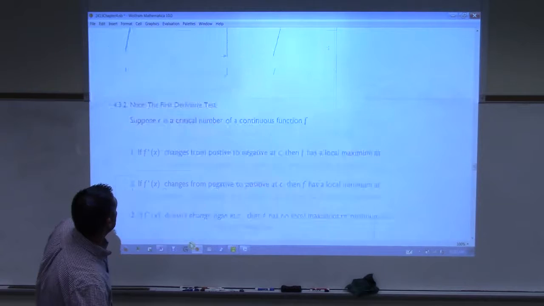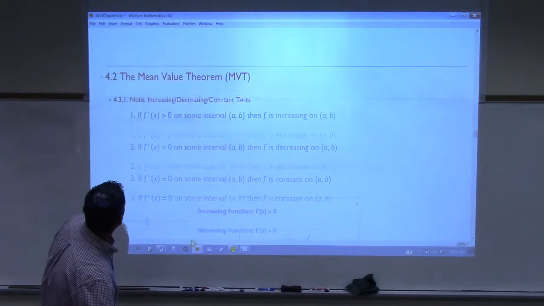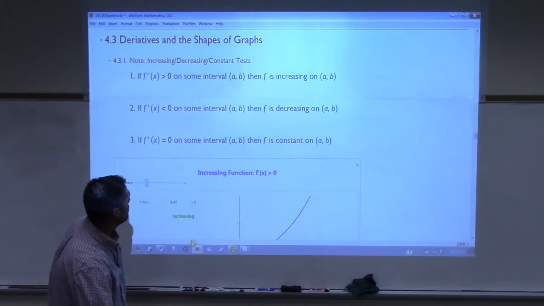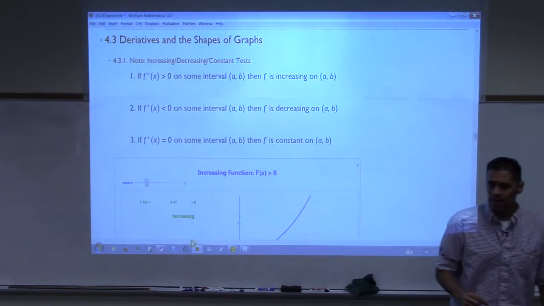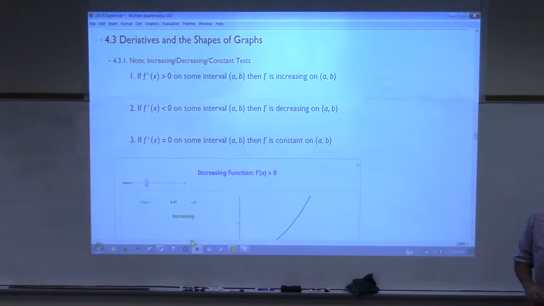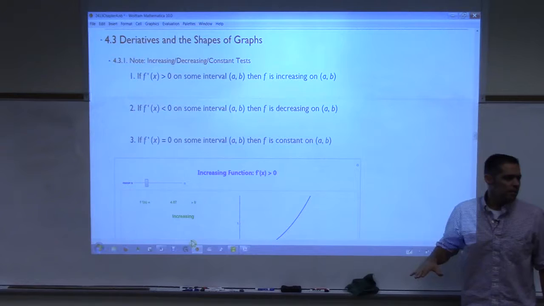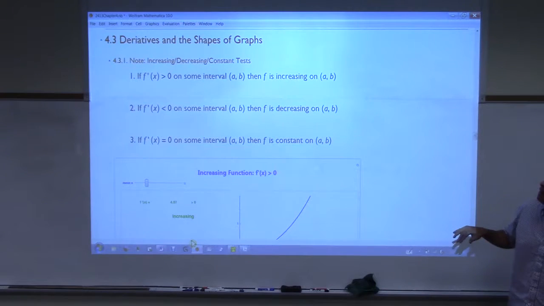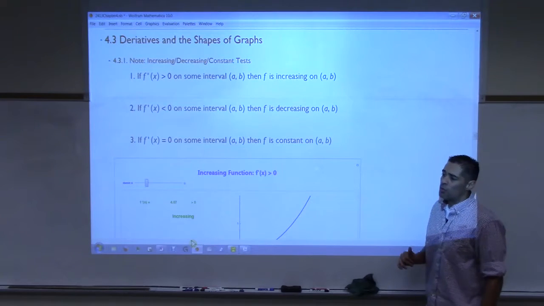All right, today we are talking about the next section. We are skipping mean value theorem, 4.2. We're going to go to 4.3. The reason is that 4.2, mean value theorem, can be separated. There's nothing in it that we need to continue, and I think the material will flow a little better if we just go right to 4.3. So 4.3 is called derivatives and the shapes of graphs.